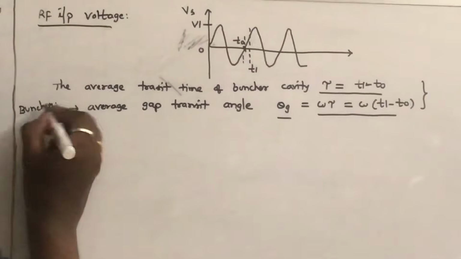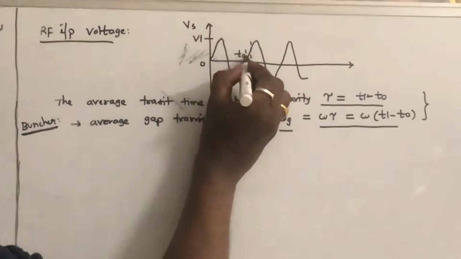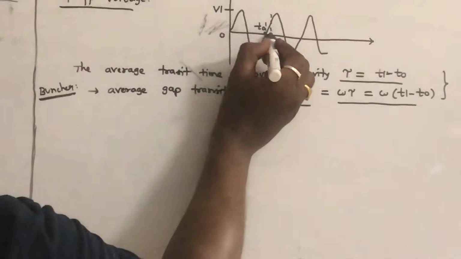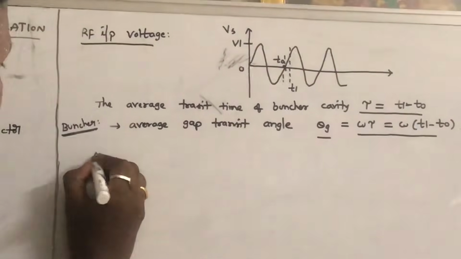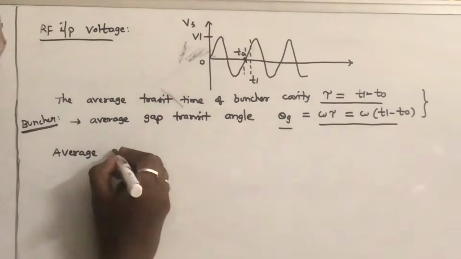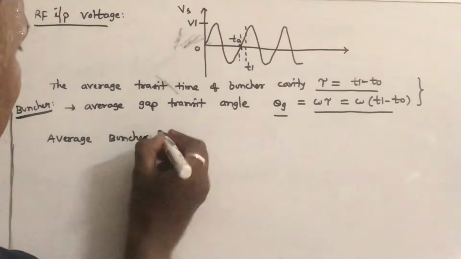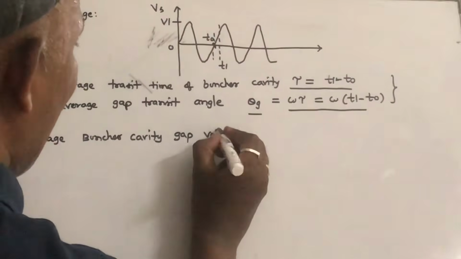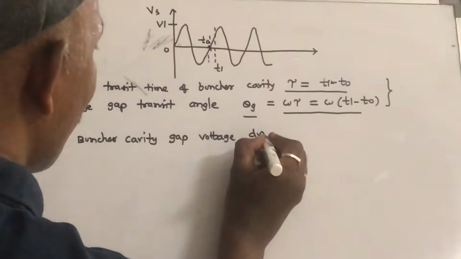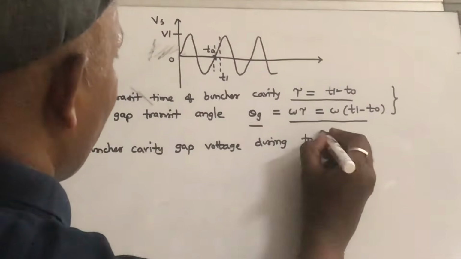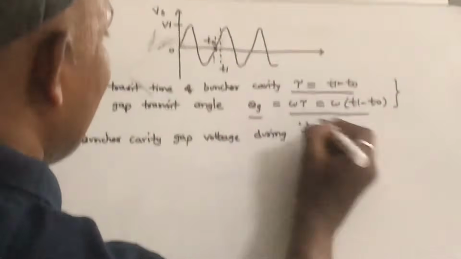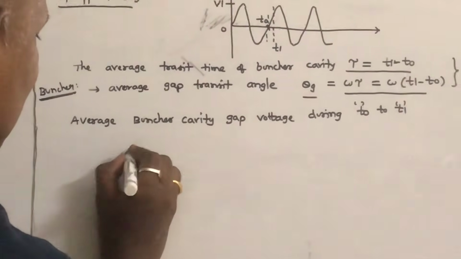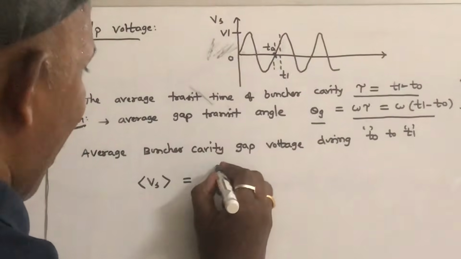So remember these words. Now, we want to find out what is the average voltage of the gap during this interval T0 to T1. So therefore, the average buncher cavity gap voltage during T0 to T1. Remember this, T0 to T1. In this interval, what is the average gap voltage? So therefore it is represented with Vs. So Vs is equal to what, from the average value formula?